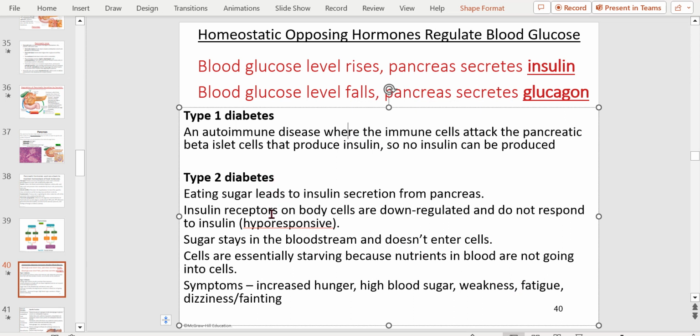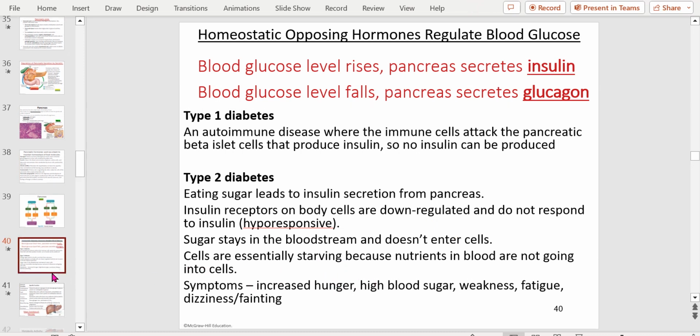Type 2 diabetes, these individuals produce insulin, but due to a poor lifestyle routine over a long period of time, their body becomes resistant to insulin. So what happens is the person eats a piece of cake, and the insulin doesn't work for the cells, so the sugar stays in the bloodstream and doesn't enter the cells. So essentially these people starve. Symptoms: increased hunger, high blood sugar, weakness, fatigue, dizziness, fainting for sure.